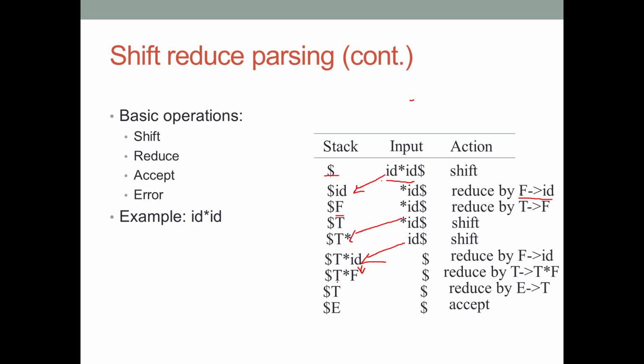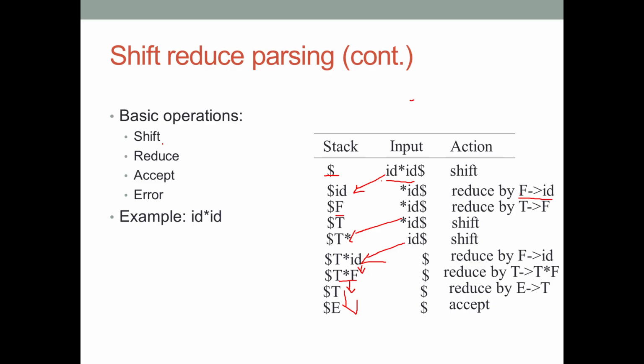Then t star f is reduced into t. Then this t is reduced into capital E. The head of the production, or start symbol of this production, is capital E. So once we get dollar E, followed by input with no other symbol left, only the dollar symbol, then we write the action as accept.